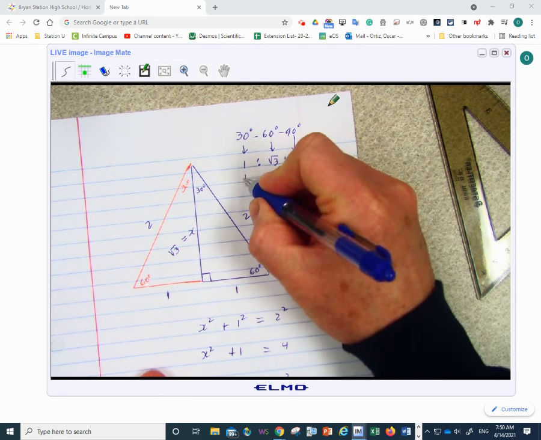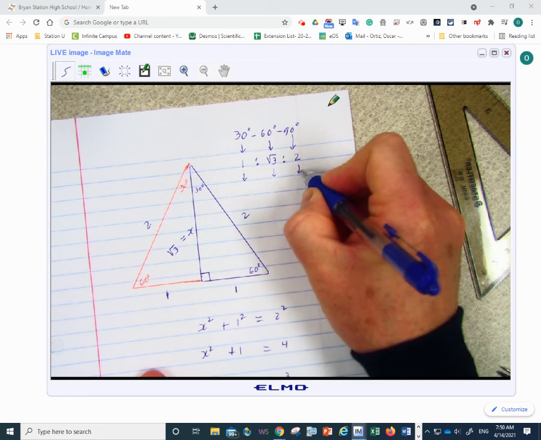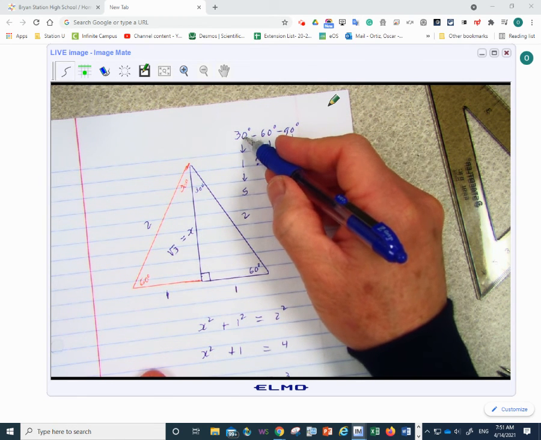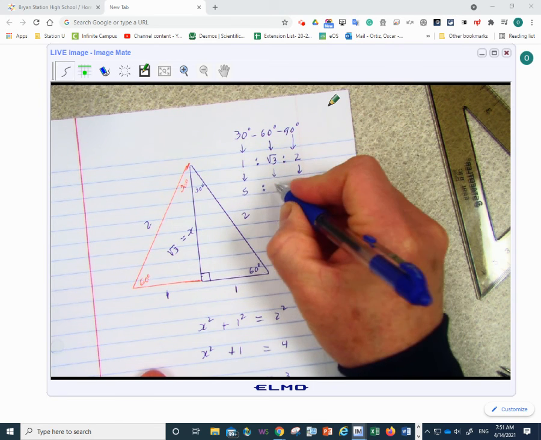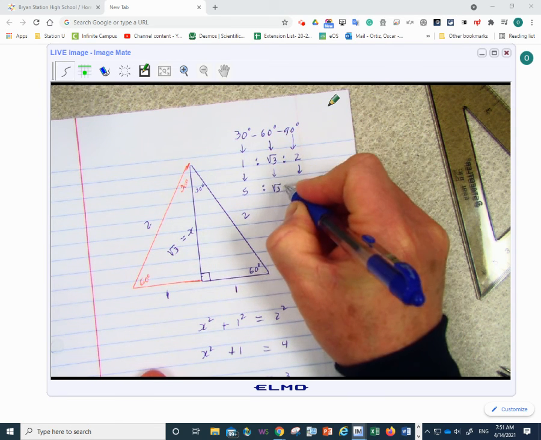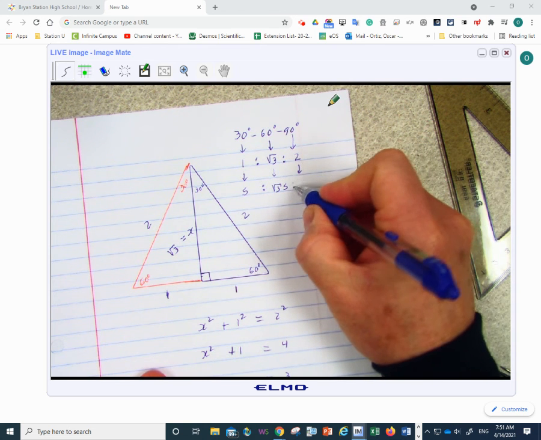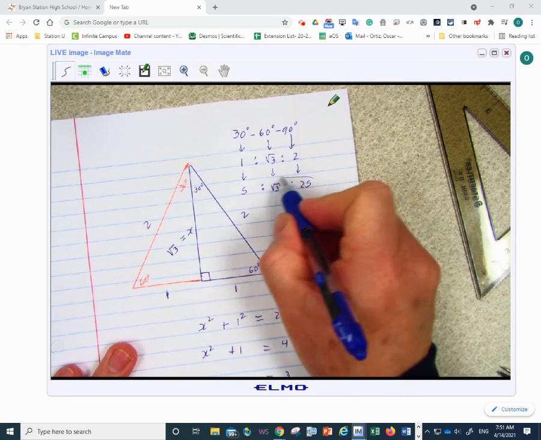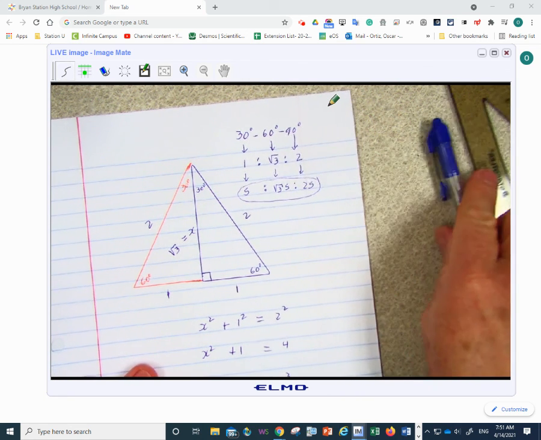So if you multiply each one of these numbers by s, if the shortest side measure is s, the one in the middle will be square root of 3 times s, and the longest one will be 2 times s. So that is the main idea for us to remember in a 30, 60, 90-degree triangle.